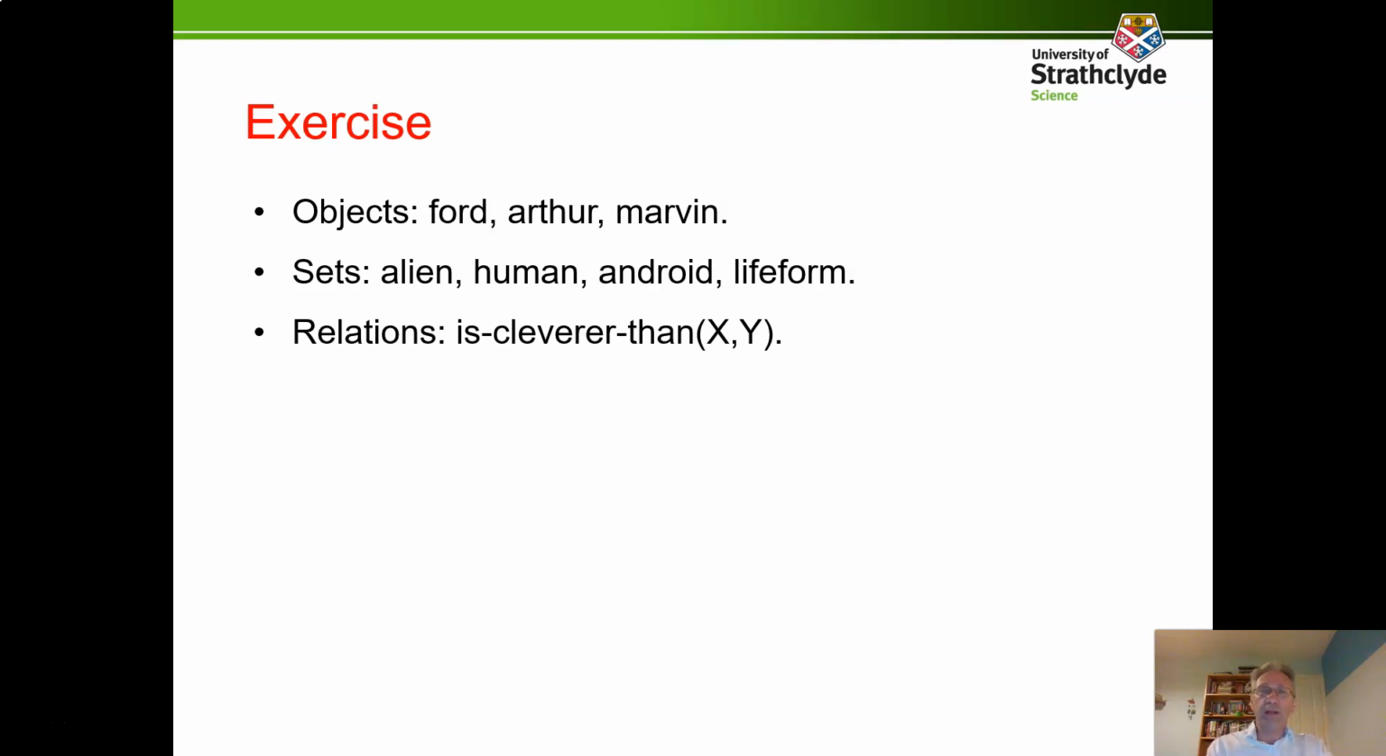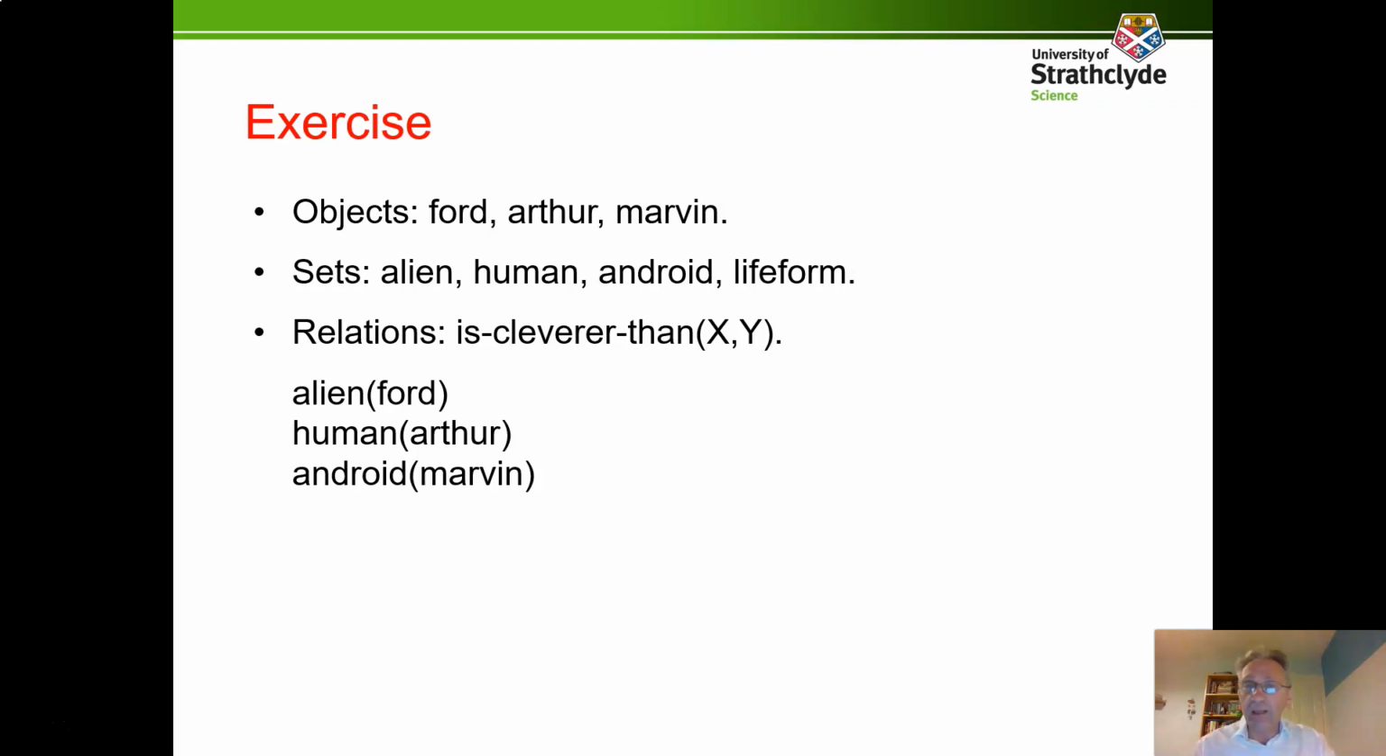And then we've got one relation, which is to say that someone or something is cleverer than someone else. And eventually we want to infer that Marvin is cleverer than Arthur, because he's got the brain the size of a planet. So when we want to represent the fact that Ford is an alien, we say alien of Ford. So alien is the set of things, Ford is the object which is in that set. In other words, alien of Ford is true. That goes in our database. Similarly, human Arthur, that's true, and android Marvin.